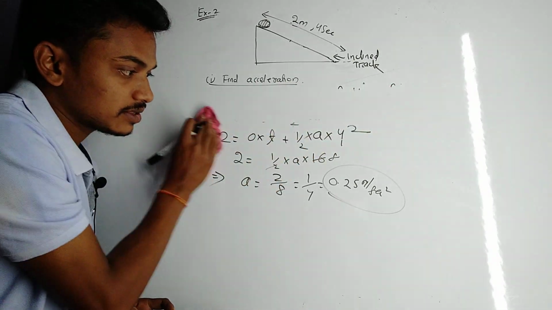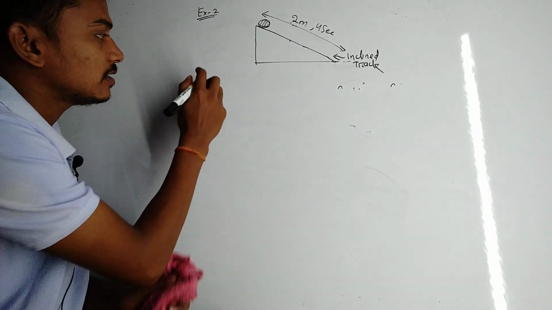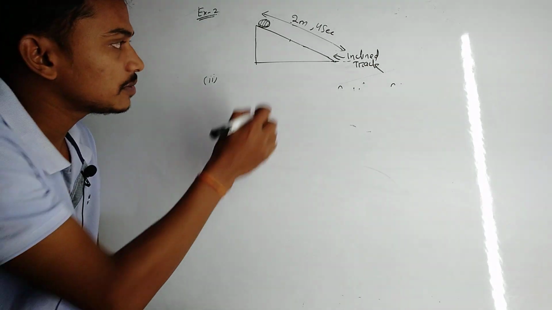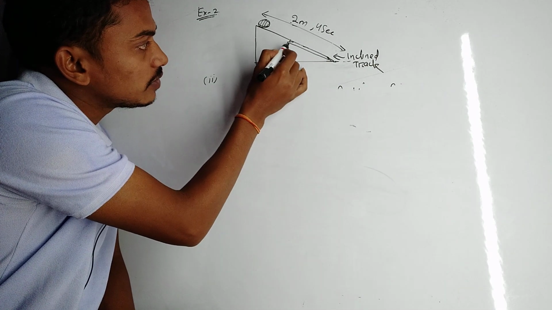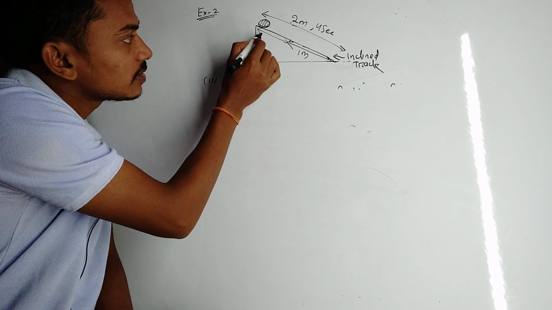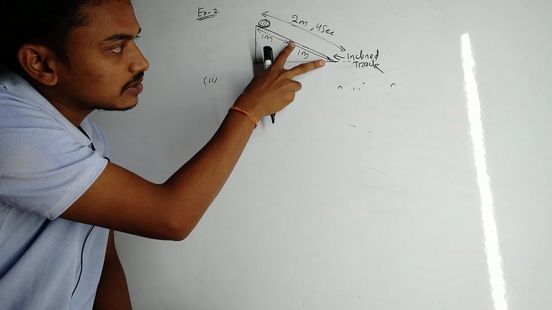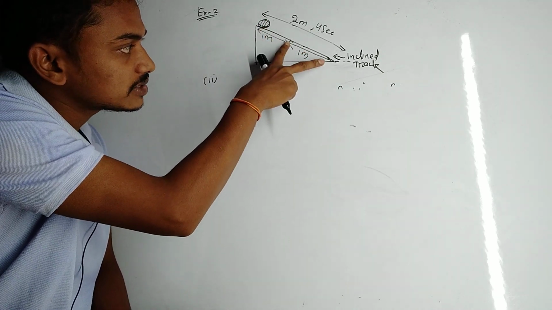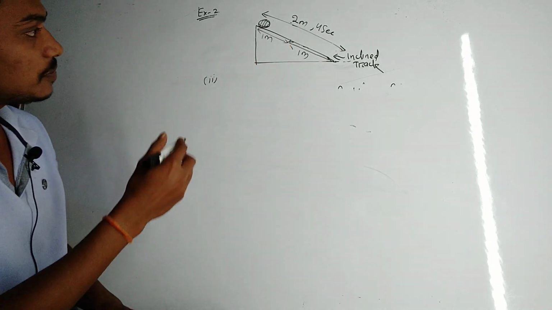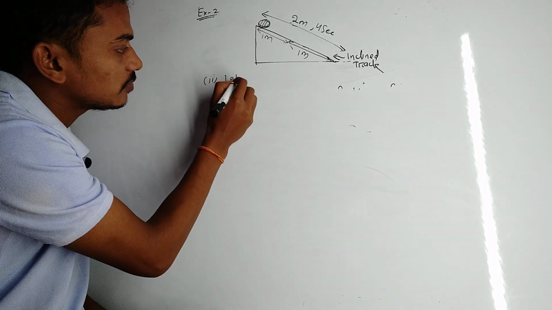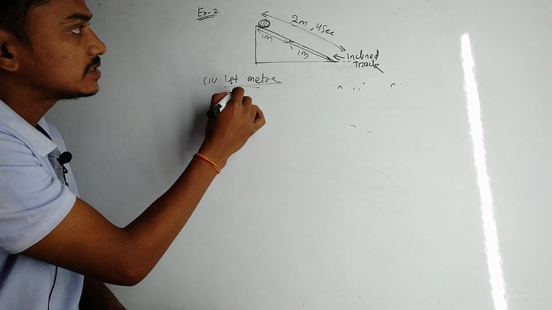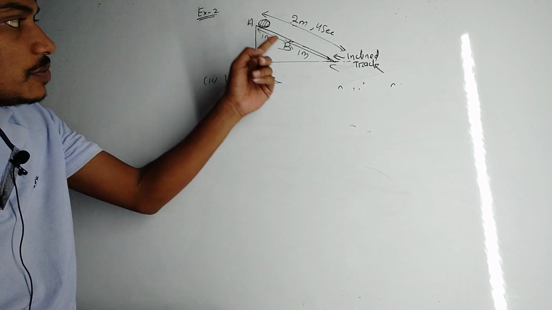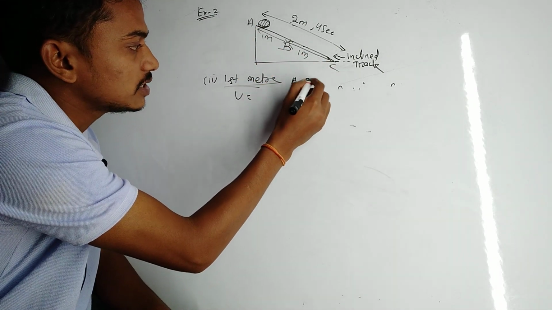Then the second bit was to find the time during which the ball covers the second meter. This is the first meter, and this is the second meter. What is the duration in which the ball covers the second meter? Suppose we first consider the first meter. I am considering the motion from A to B, that is the first meter.